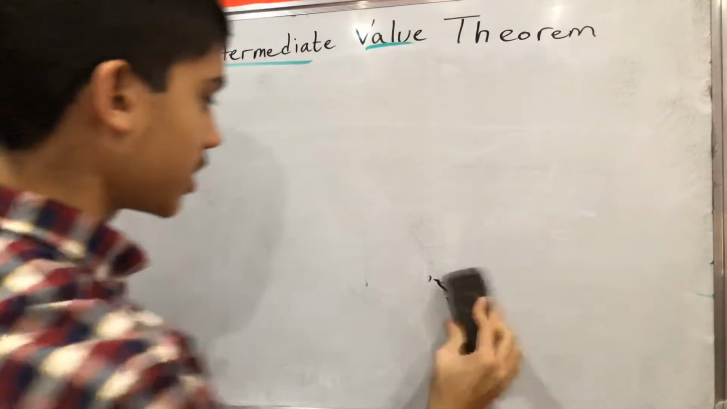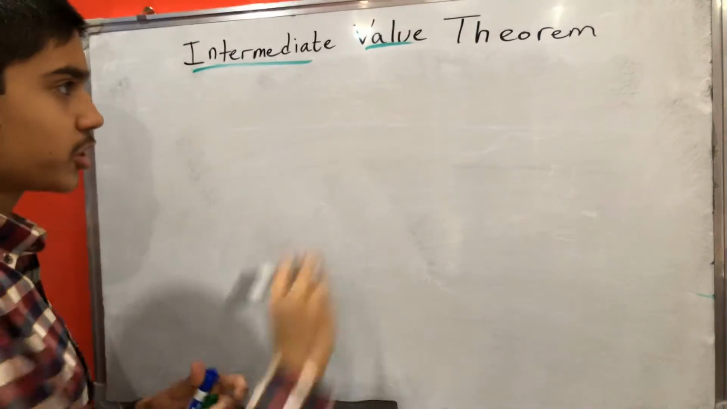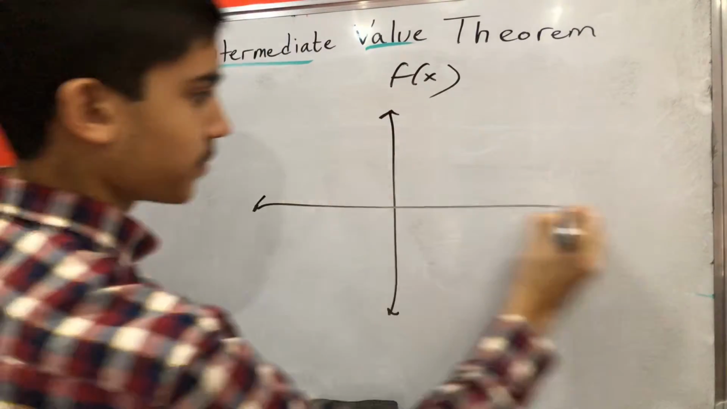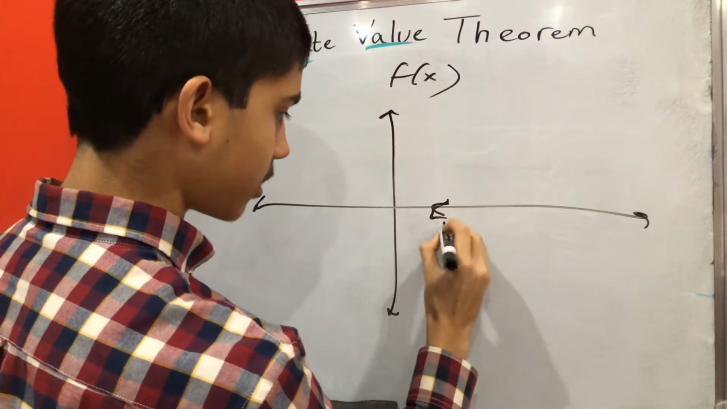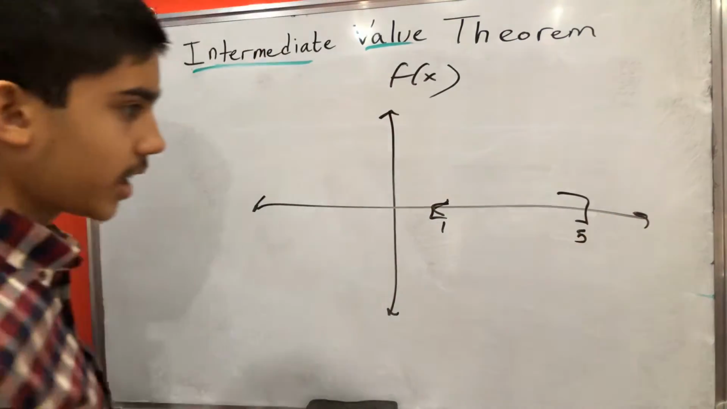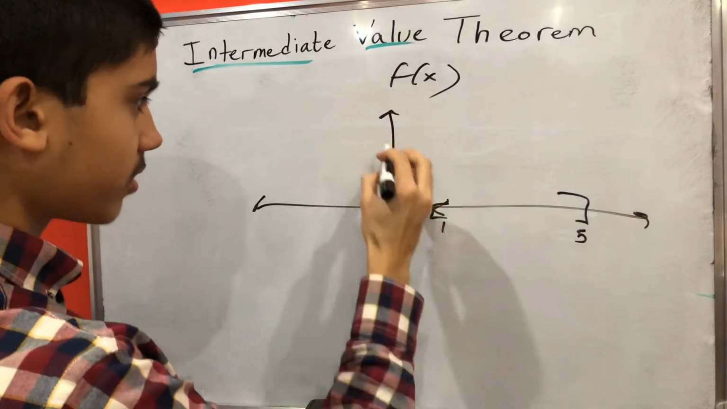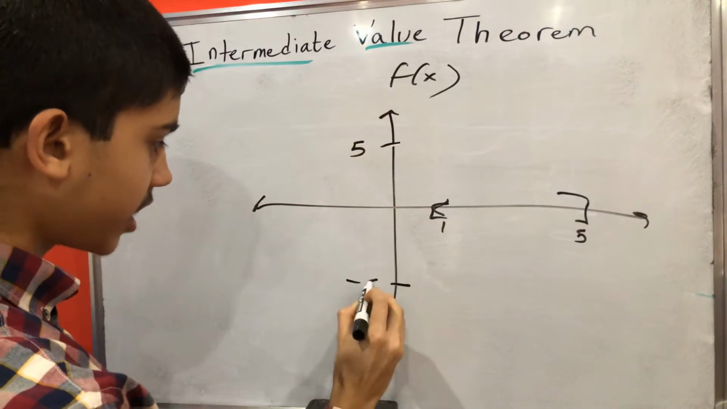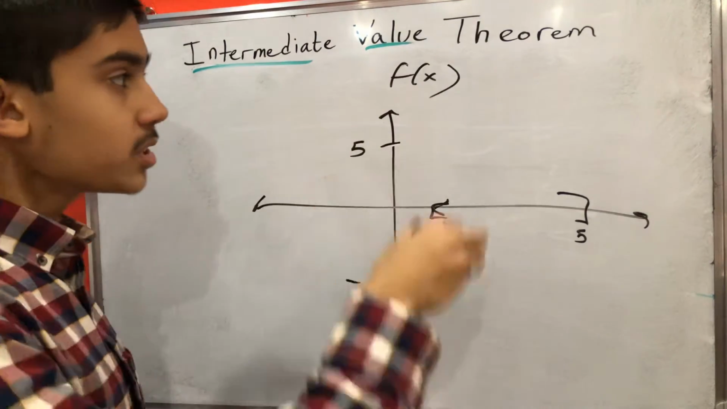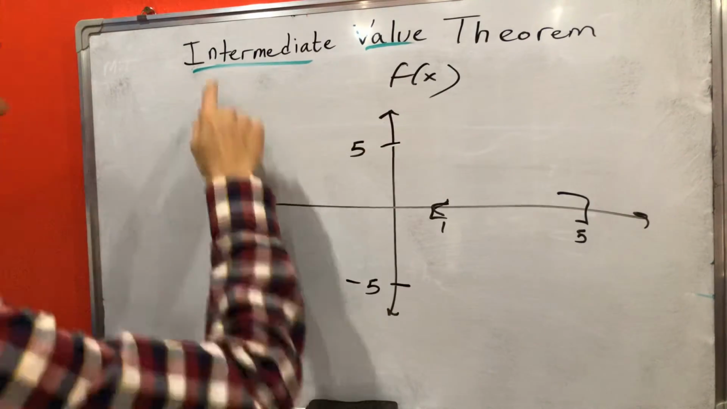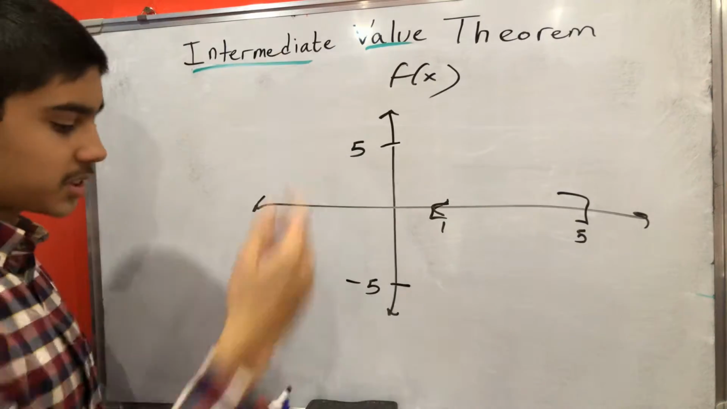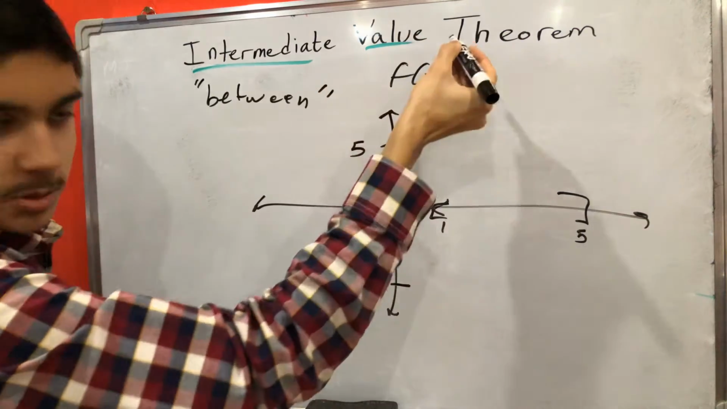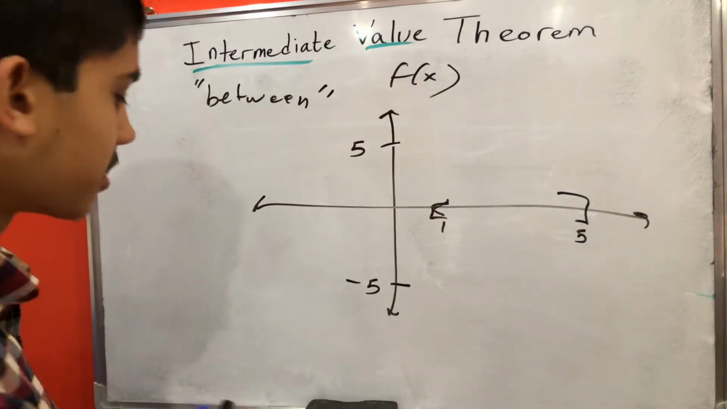This theorem is useful when we want to prove that a function has roots in a certain interval. So if we graph the function again, and let's say they gave us an interval like 1 and 5, and let's say f of 1 gives us a function value of like 5, and f of 5 gives us a function value of like negative 5. So the question is asking, using the intermediate value theorem. By the way, intermediate value just translates to between, right? Between values. That's how the theorem gets its name.